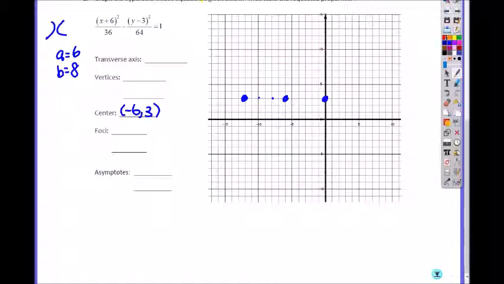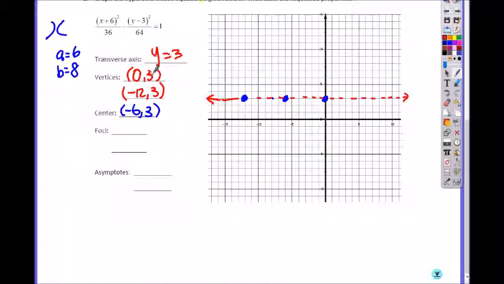So then where's your transverse axis? It goes through the center and the vertices. So this is your transverse axis, which will be y equals to 3. You see how y is always equal to 3? And where are the vertices? One is 0, 3. And one is negative 12, 3. And as you can see, center and your vertices have all y's equal to 3.